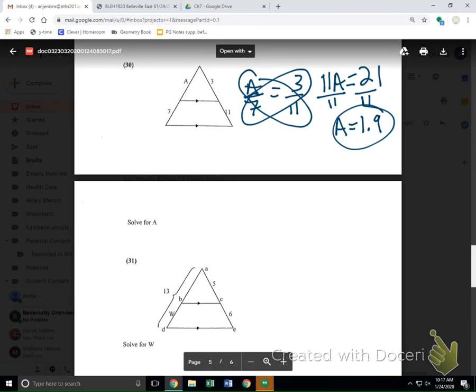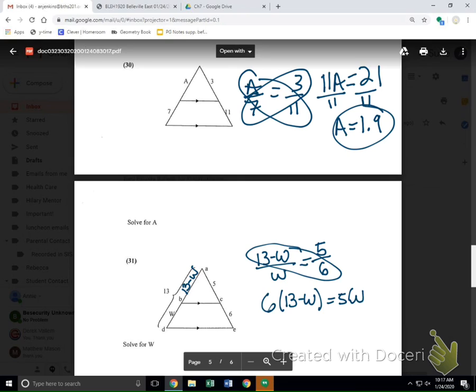Okay, and then we're going to go on to the second one. We had one like this yesterday. We know the bottom part, but what's the top part? How do we figure that part out? 13 minus W. So you take the total minus the part you know, so 13 minus W, and we can now write that out again. So the smaller triangle's top over its extension equals the smaller triangle's top over its extension. We're going to cross multiply again. Don't forget your parentheses. 6 parenthesis 13 minus W equals 5 times W.